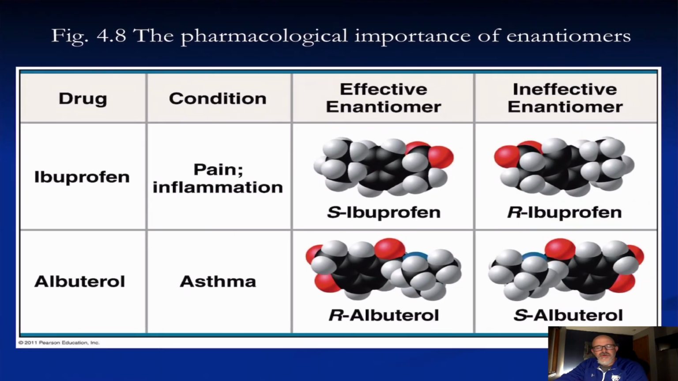This is showing you some other, more common ones. Pharmacological importance of enantiomers. You all know ibuprofen, right? Ibuprofen is for pain, inflammation, things like that. The effective enantiomer is this one. The ineffective one is the mirror image of it, and it doesn't work nearly as well. Albuterol, if you have asthma or anyone that uses inhalers, those are typically albuterol. It's used for asthma. Again, effective, ineffective. So they have to make sure they're producing the correct kind and not having any issues with that.